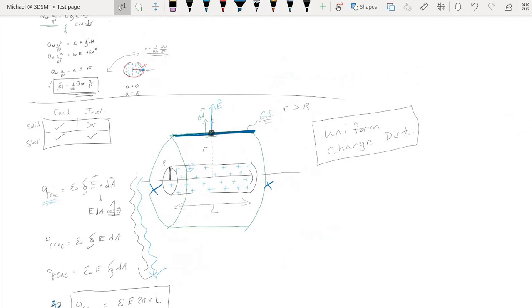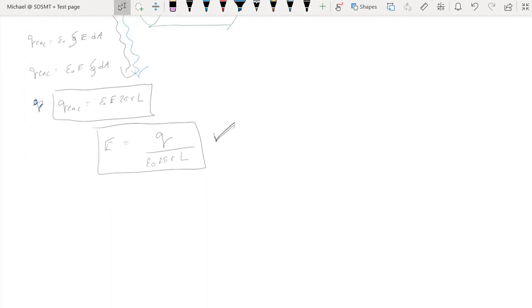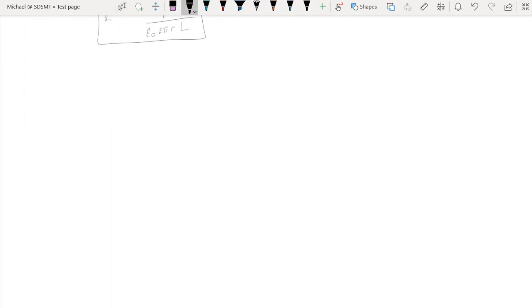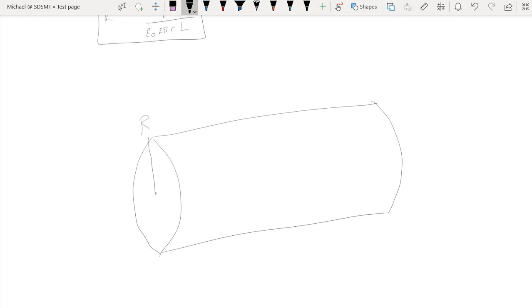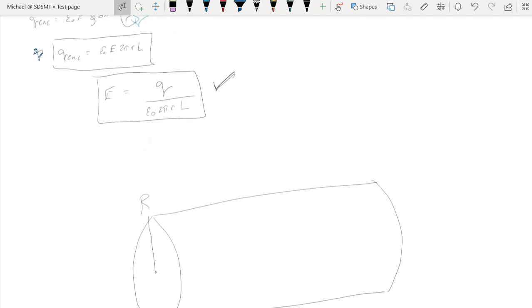Of course, the next logical step would be to go inside of the cylinder. So we'll draw this cylinder a little bit bigger. And we have the full radius of the cylinder. We'll go back to the solid, insulating, conductor, shell combinations.